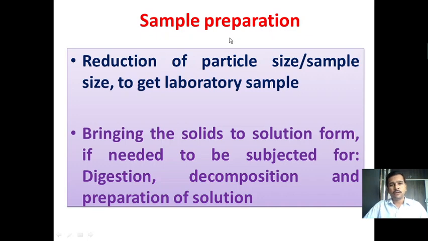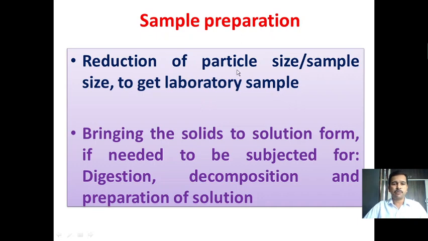Suppose in the analysis of a fuel sample for combustion power, you might have collected 10 kg of the fuel sample. It may be coal, or 10 liters of kerosene, or 10 liters of any oil, a mixture of hydrocarbons, or even 10 kg of meat sample, or 10 kg of protein powder. You cannot subject the whole quantity of the sample you have collected to analysis. So you have to reduce the sample size.